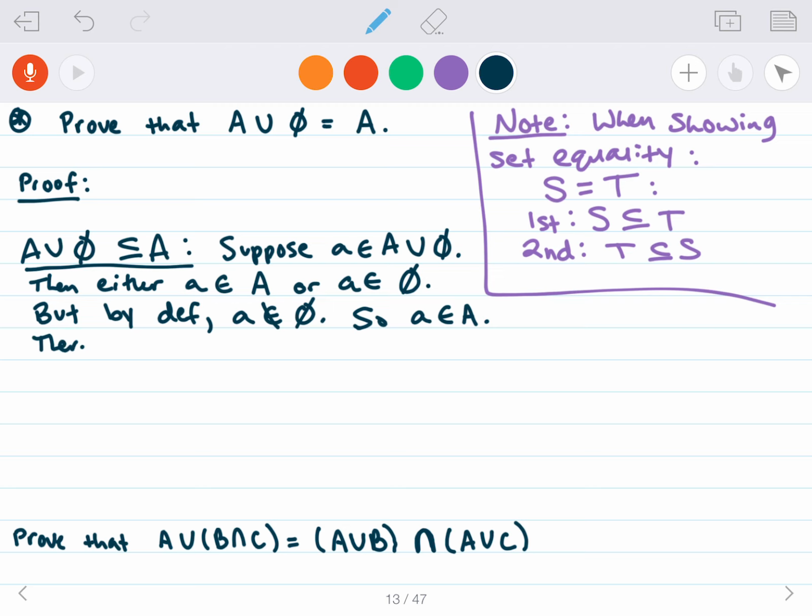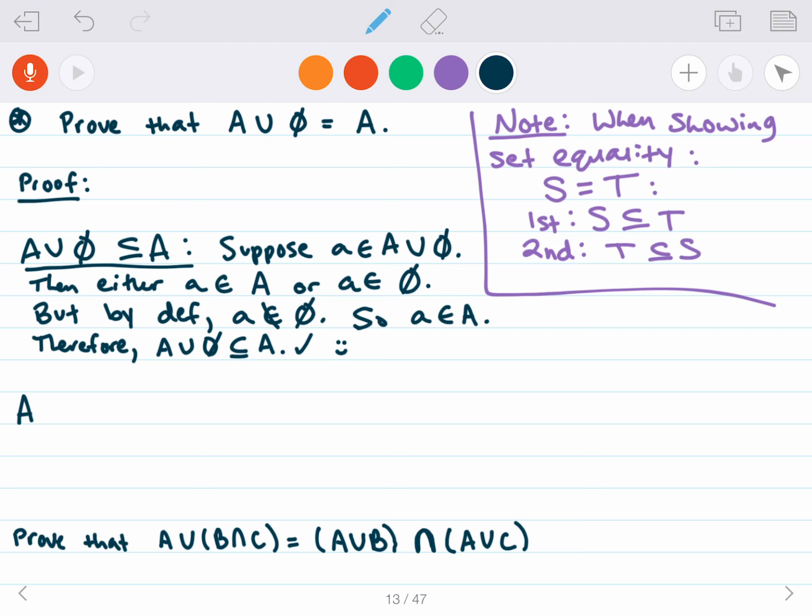Therefore, since we've deduced that this thing that was in here ends up in here, we've proved this containment: A union empty is contained in A. Now we do the other containment.